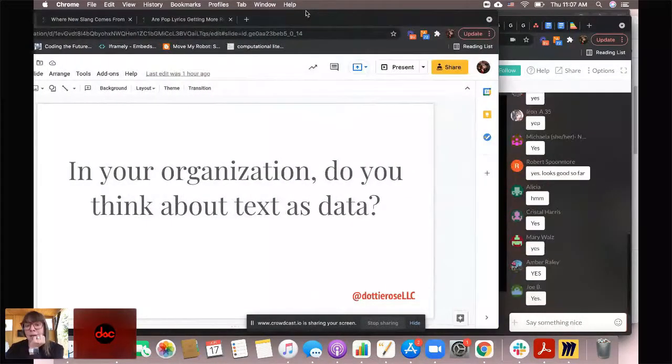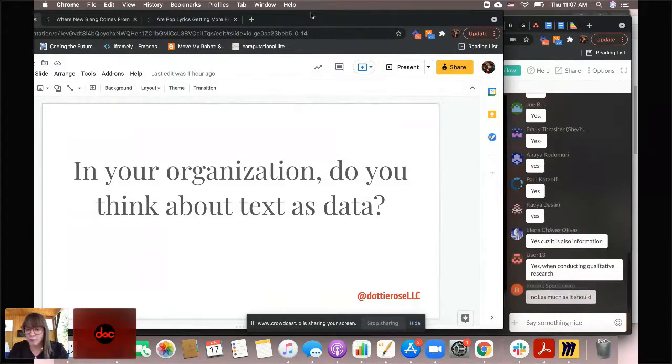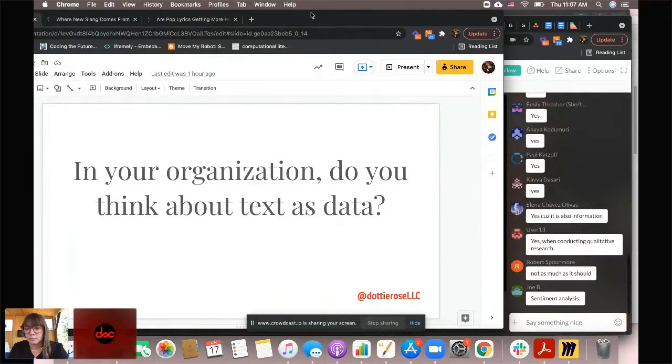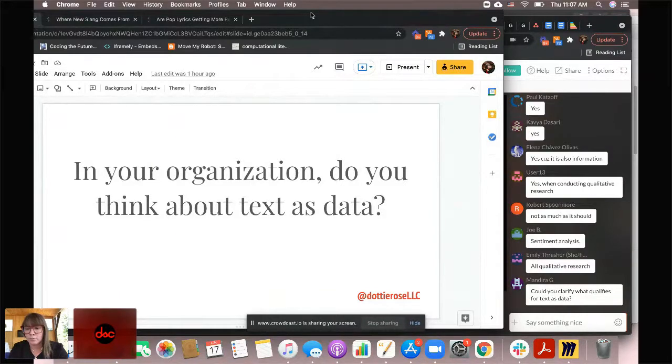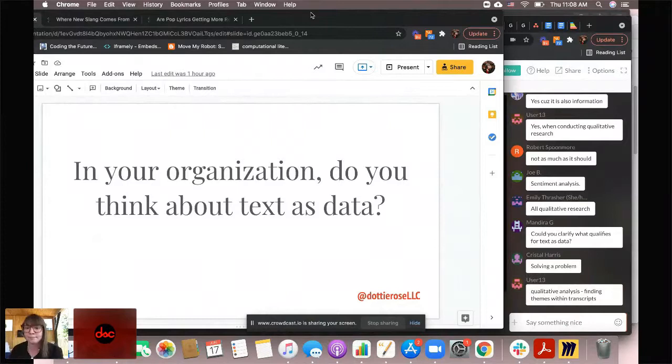Yes, excellent. Okay. And would anybody be willing to give an example of how you may use text as data? Yes, it's also qualitative research. Excellent. Ooh, sentiment is a great one. Okay, so great question. Could you clarify what text is data? Text meaning words or a combination of words and numbers together, something that wouldn't necessarily be able to quantify. So text would be anything where you have letters or letters and numbers together that create that. I like that. Finding themes. Oh, love it. Solving a problem. Yes. Excellent. So great. You guys have a great idea around this.